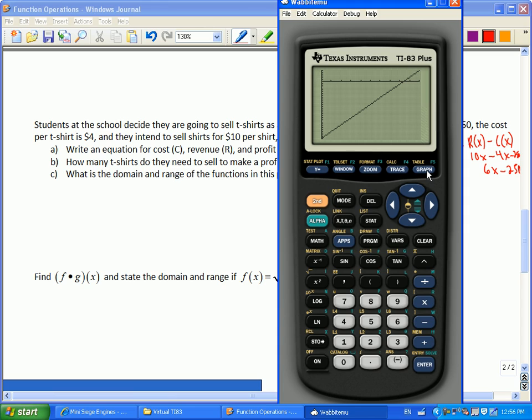There it is, and this is the one I'm looking for here, which is how many t-shirts to make a profit. So let's go calculate the 0. So on the left side, somewhere about there is good. And then on the right side, and a 0. Of course, you could just solve it by hand, but this is 42 shirts.